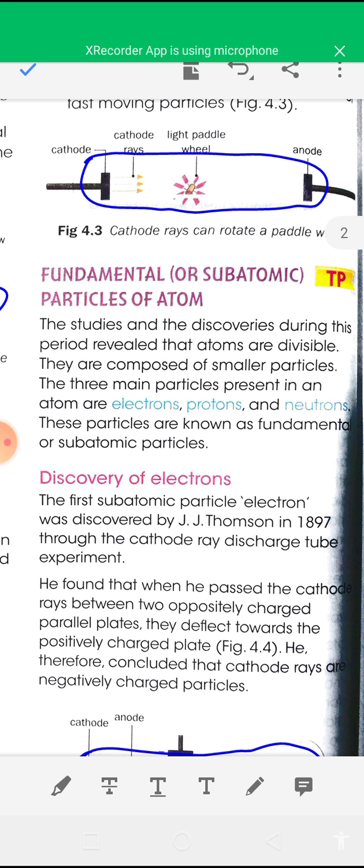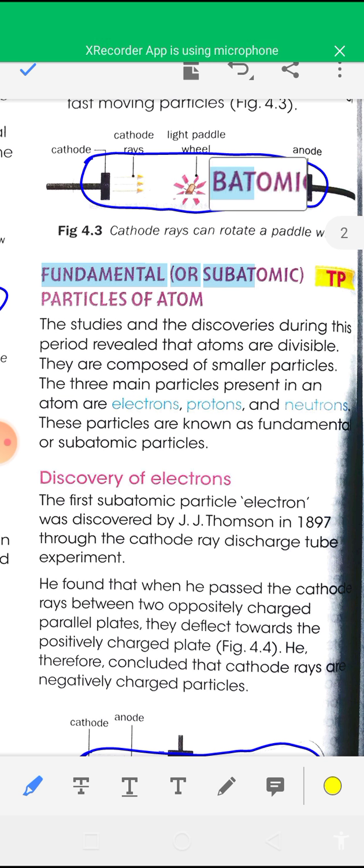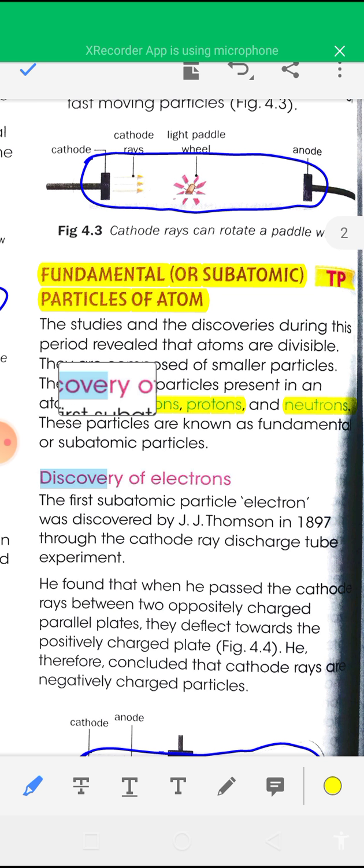Now see fundamental or subatomic particles of the atom, that is, which particles are present in an atom. There are three main subatomic particles, which are proton, neutron, and electron. So you have to read about the discovery of proton, discovery of neutron, and discovery of electron. Detailed experiments are not required. You have to remember the name of the scientist and the experiment by which they discovered these subatomic particles.